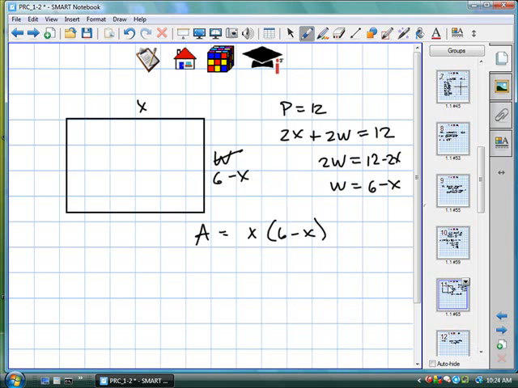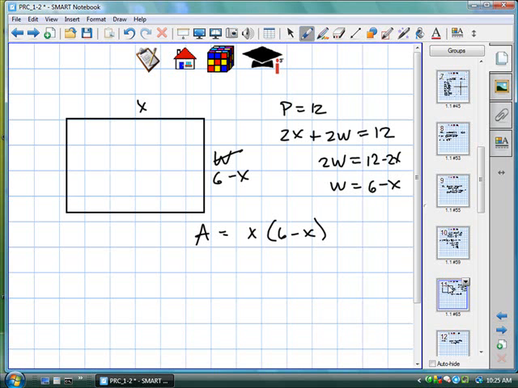You have a rectangle of length x and width w. Okay, and it has a perimeter of 12. So what I did is I said, if the perimeter is 12, doesn't that tell me something? So that's 2 widths, 2 x's, and 2 lengths, 2 w's. Add them together and I get 12. And I got down to the point where I could solve for w and find out that w is equal to 6 minus x.